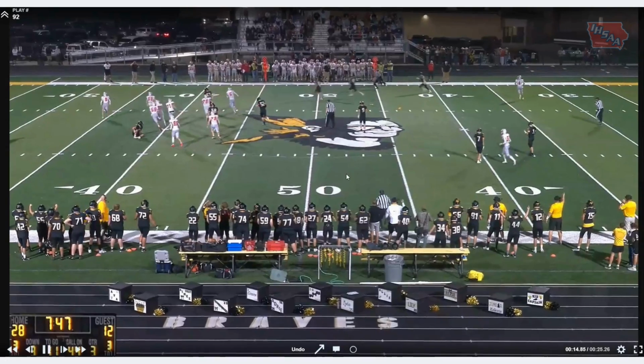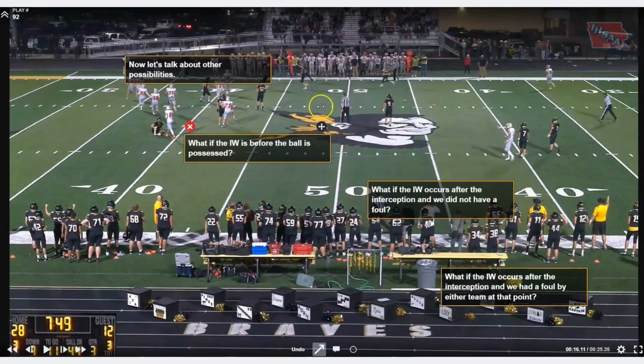Well, let's talk about a few other things with this. What if the inadvertent whistle occurred while the ball was in the air? Maybe it got tipped and then we had an inadvertent whistle. We have no option in that case but to replay the down. If the inadvertent whistle occurs during a kick or during a pass before the ball is possessed, we have no option but to replay the down.